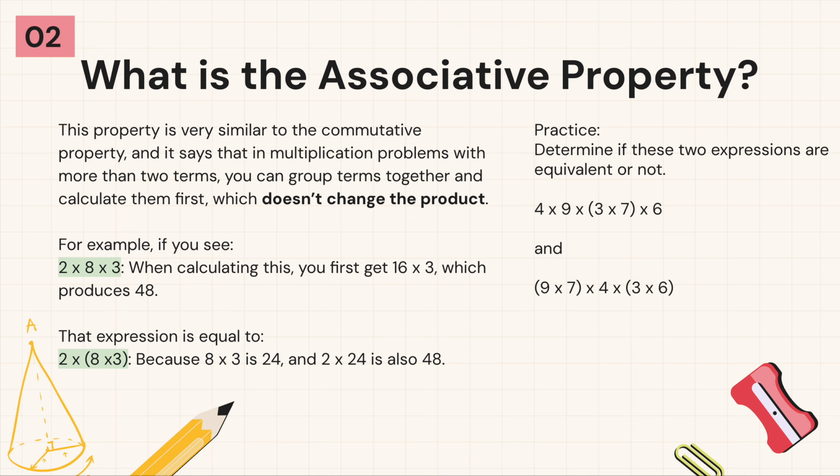Take this example. When you see 2 times 8 times 3, if you calculate this normally, you first get 16, and then you multiply that by 3, which becomes 48. Now, this expression is also equivalent to 2 times parentheses 8 times 3 because of the associative property. You multiply 8 times 3 first because it's in the parentheses, and you get 24, and then 2 times 24 is 48, which is the same product, as you can see.